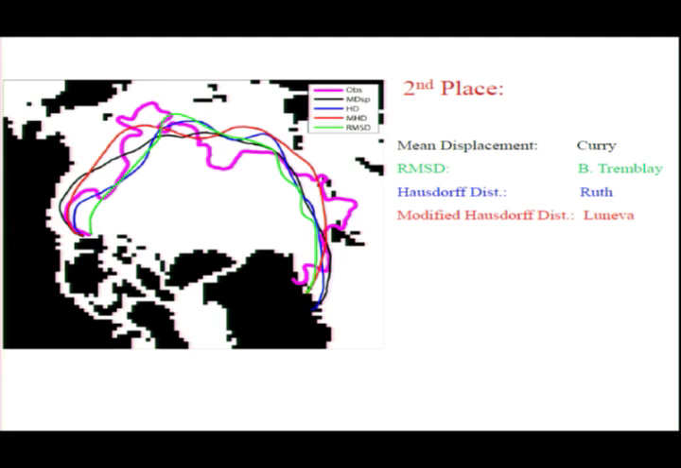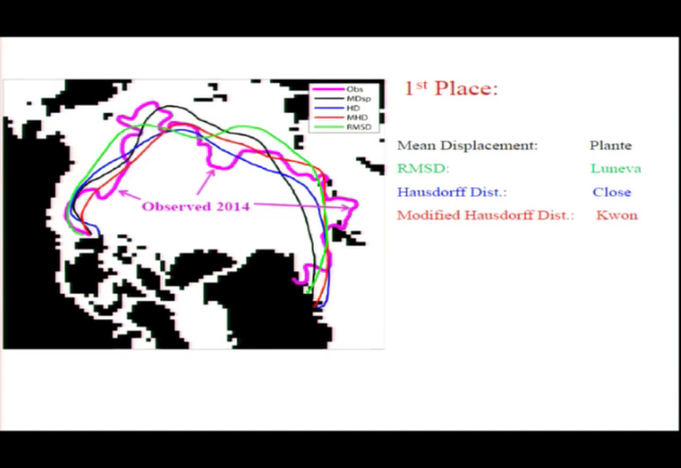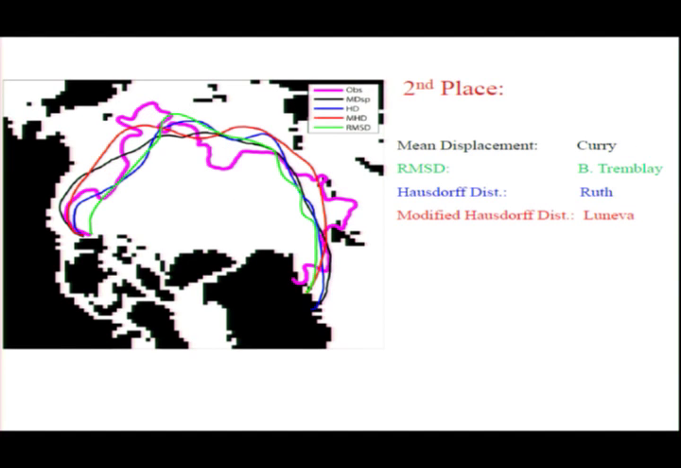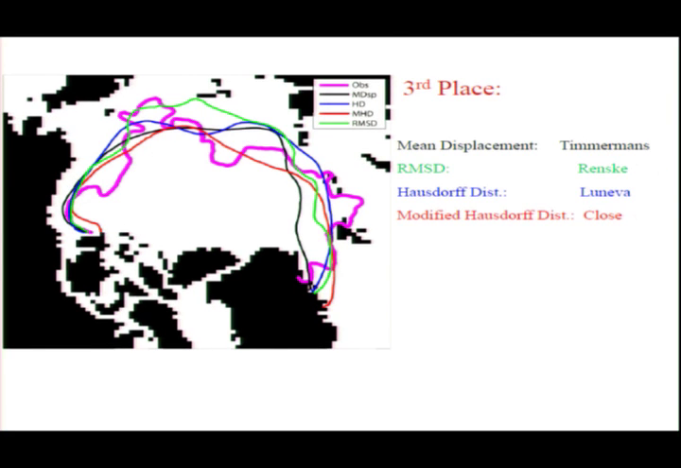The second place. Again, we have 4 different methods. The magenta line is our ice minimum. And now we see some consistency. Lenovo's prediction was picked by modified Hausdorff distance here, and it was picked by the root mean square deviation metric here. So we start seeing some winners. And the third place, again we see more consistency. Again, Lenovo was picked by another metric, and I think Close was earlier picked by some other metric.